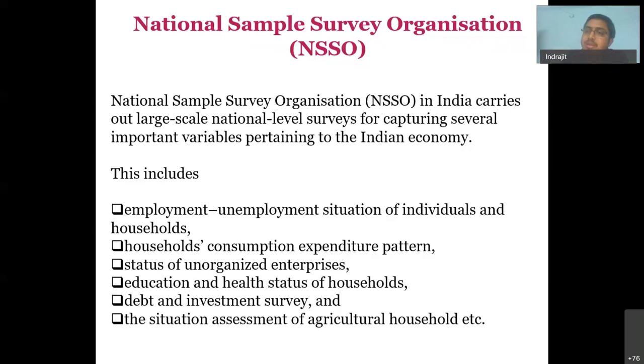In addition to that, they conduct surveys related to enterprises, but unorganized enterprises. When I say this, it is because the organized enterprise survey is conducted by the Annual Survey of Industries on a regular basis every year. So they don't repeat the same survey. They just conduct the residual part, that is the unorganized enterprises, which are not covered in the Annual Survey of Industries. But the size of this survey again is huge. They cover both the unorganized service sector as well as the unorganized manufacturing sector.